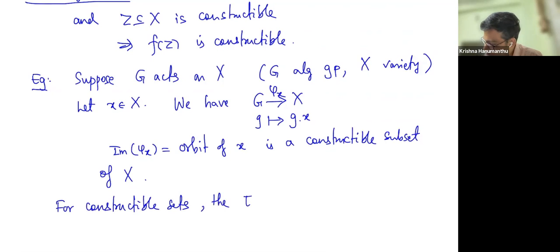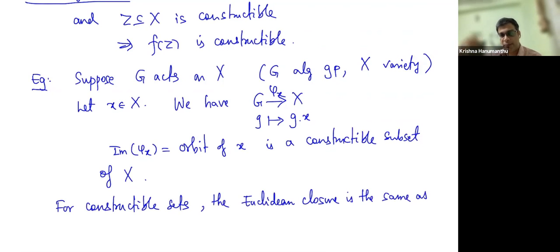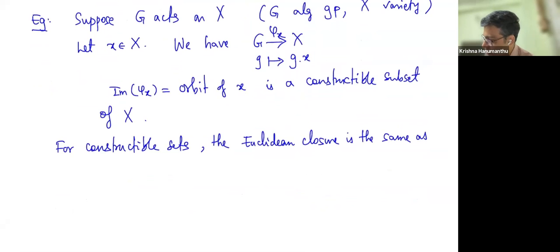The Euclidean closure. Because if you are in C^n, there is a Euclidean topology. See, Zariski closure is usually very big. It will contain the Euclidean closure. But in the special case of constructible sets, they agree.